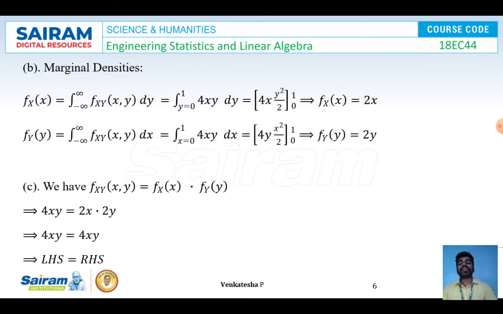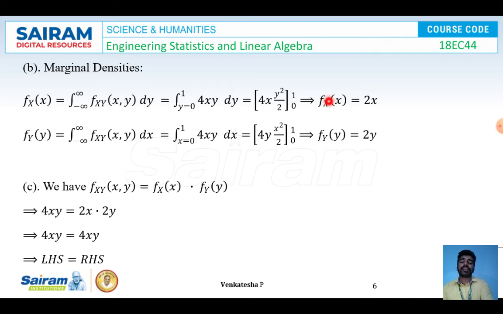Now to find the marginal densities. To find the marginal densities, the formula is given by fx of x is equal to integration minus infinity to plus infinity fxy of x comma y dy. So now I am replacing the limit of y is equal to 0 to 1 and the joint PDF function fxy, 4xy dy. So now integrating this function with respect to y, I got 4x into y square by 2 after integration between the limit 0 to 1.